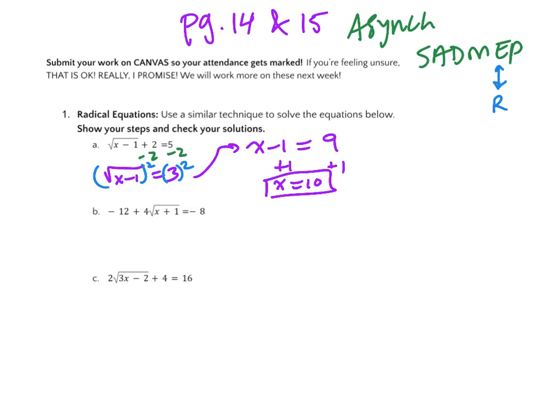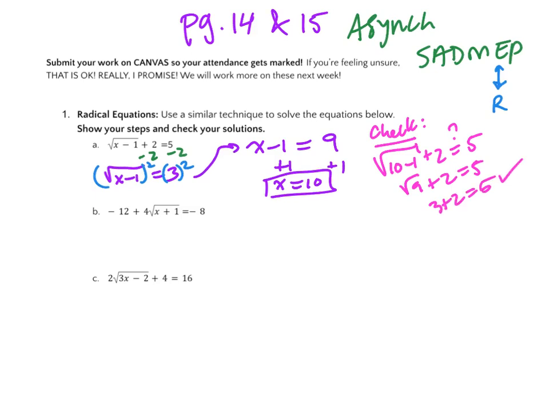If you want to check, you would plug it back in for x. So square root of 10 minus 1 plus 2, does that really equal 5? Square root of 9 plus 2, 3 plus 2 equals 5. Yeah, it works. Okay, let's look at the next one.